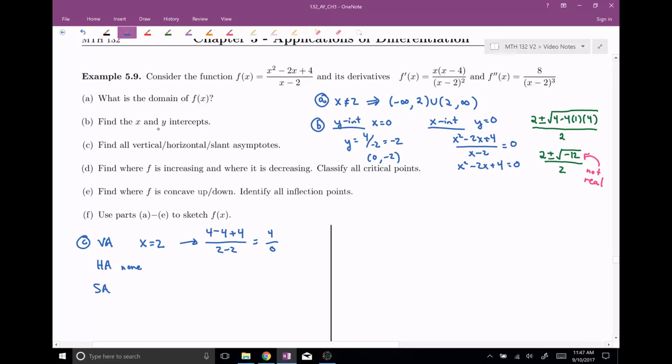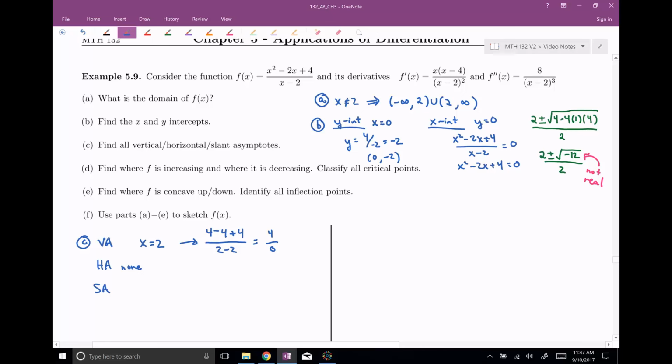For the x and the y-intercepts, well, for the y-intercept, when I plug in x equals 0 back into my original function to try to figure out the y value, well, you'd get 0 minus 0 plus 4, so you have 4 on top, and then 0 minus 2, so you'd have -2 on bottom, and so this gives you out the y value of -2.